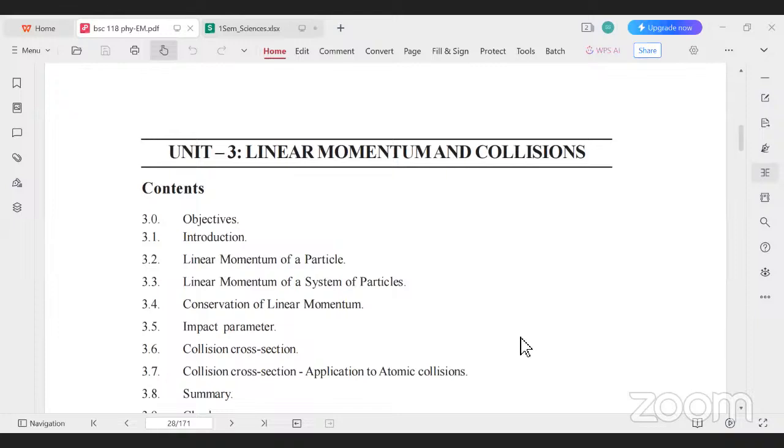If I'm taking two water molecules, they collide. If I'm taking two gaseous molecules, they collide. So if I'm taking molecules which can collide, that is what the collision is about.